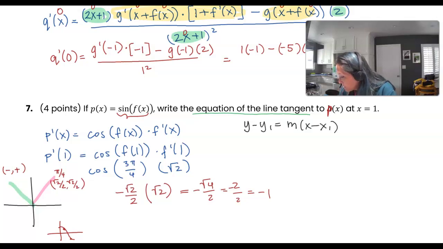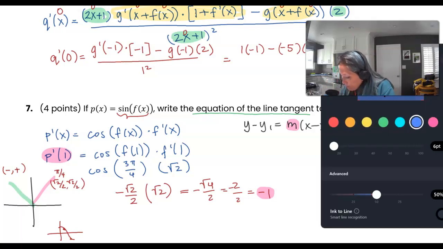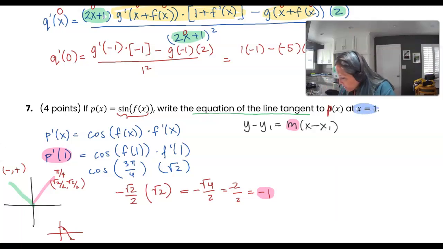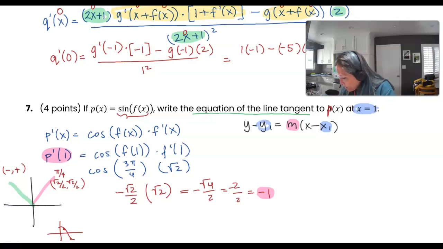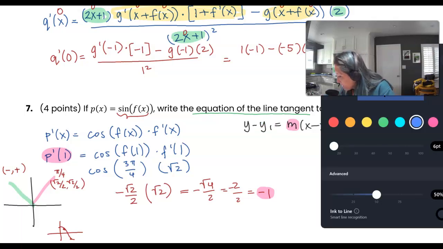And the work I just did was not for nothing, right? This value we just found is p prime of 1, which is the slope of our tangent line at that point. Our derivative is the slope of a tangent line. We are given the x, so this part is done for us. But we are missing at this point my y1.